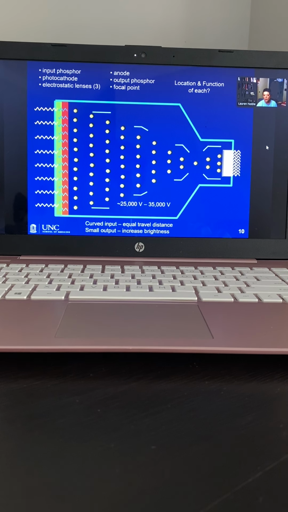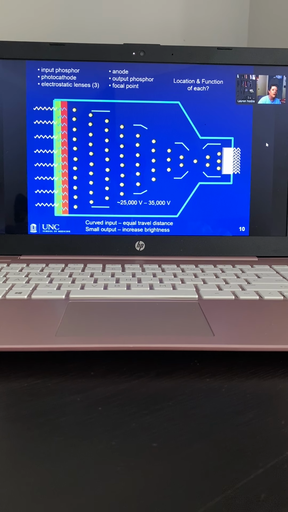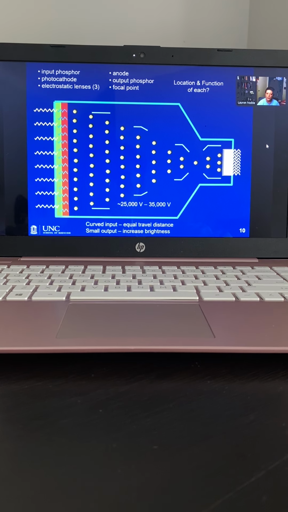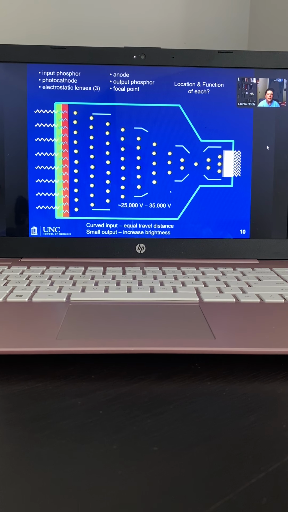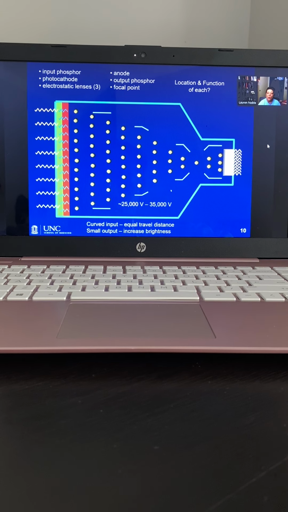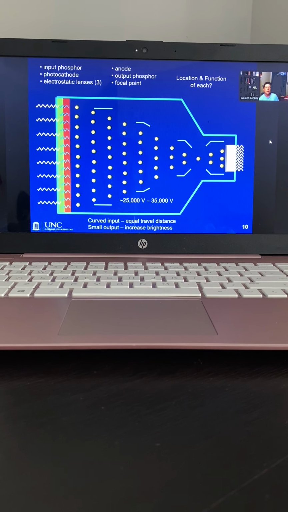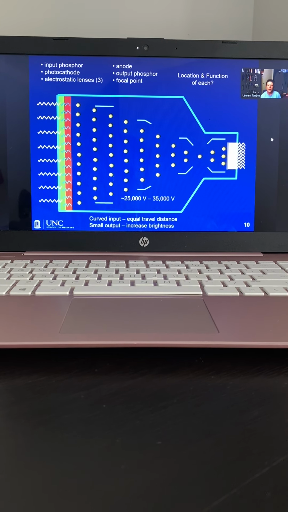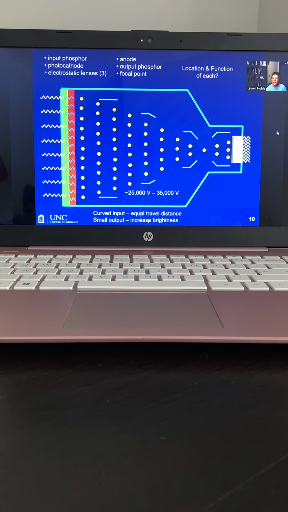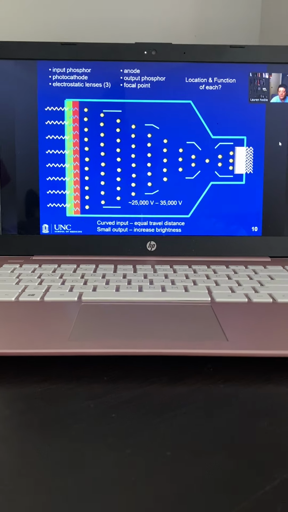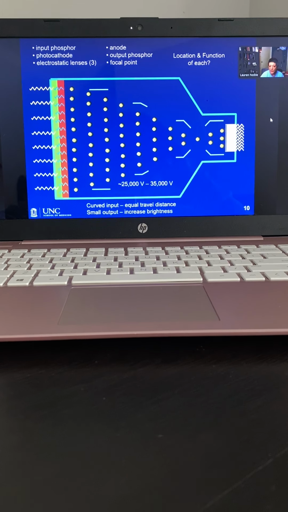It is curved, and it helps to give us better spatial resolution, and it also prevents us from losing those electrons around the periphery. And then the fact that we have a small output phosphor that is hit by rapidly accelerated electrons, that's what gives us that intense brightness for our image. It helps to increase that brightness.